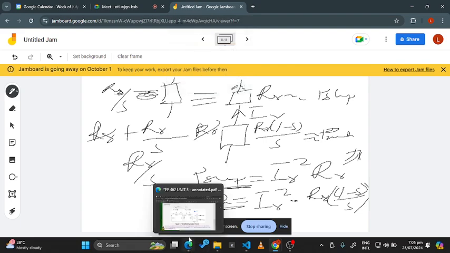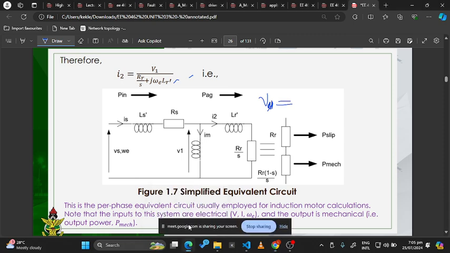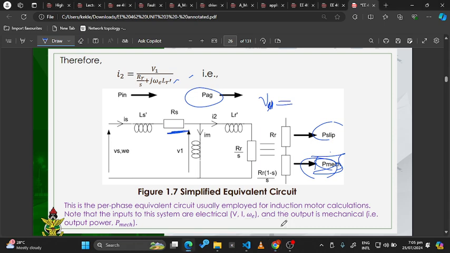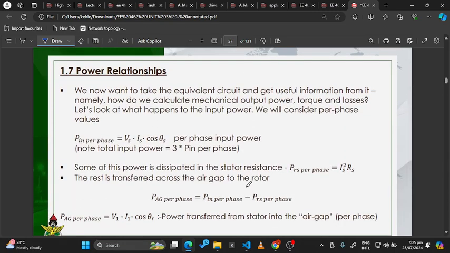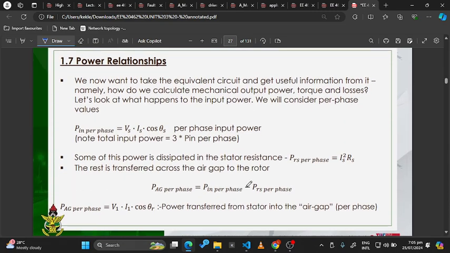Okay. Let's go back here. I've already explained this. So there's an input power. Part of it is lost in the stator, then part of it is lost in the core, and the rest produces the mechanical power. This is what you're actually interested in. But now let's see first the slip, and the power that is lost and the useful power.